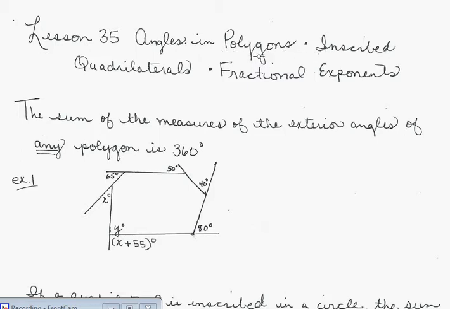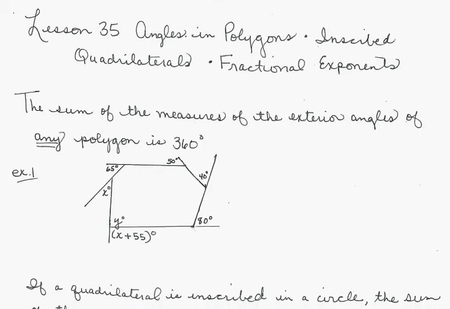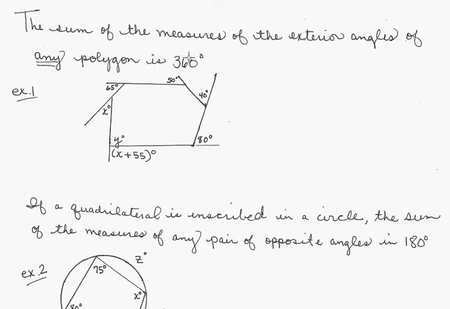Remember, we're going to figure out how many triangles there are in a polygon and then take the number of triangles times 180. And then we're going to do inscribed quadrilaterals and fractional exponents. But before we do that, we're going to talk about how the sum of the measures of the exterior angles of any polygon is 360. Depending on the number of sides a polygon has, that tells you what the degree of the interior angles are. But the sum of the exterior angles of any polygon, no matter how many sides, is always going to be 360 degrees. So let's try this problem.